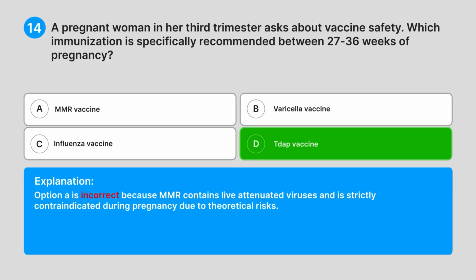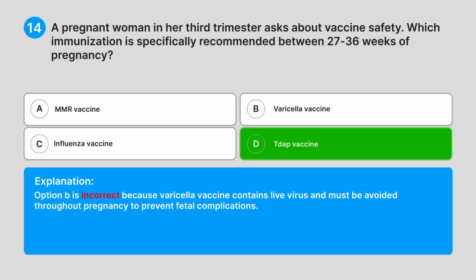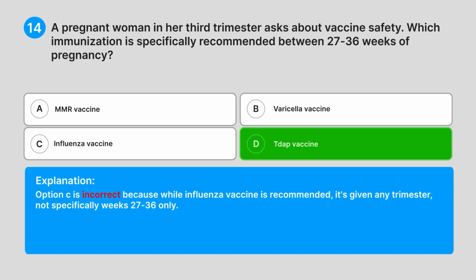Option A is incorrect because MMR contains live attenuated viruses and is strictly contraindicated during pregnancy due to theoretical risks. Option B is incorrect because varicella vaccine contains live virus and must be avoided throughout pregnancy to prevent fetal complications. Option C is incorrect because while influenza vaccine is recommended, it's given any trimester, not specifically weeks 27-36 only.